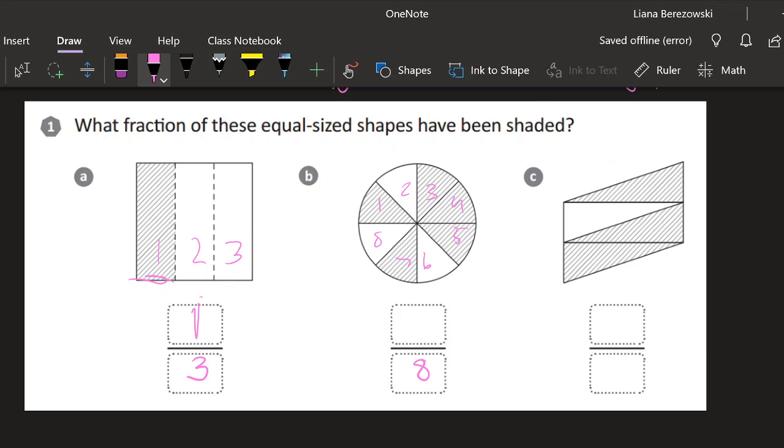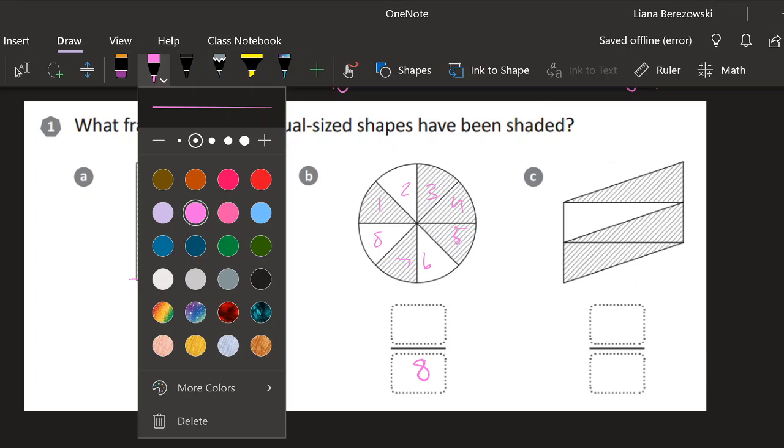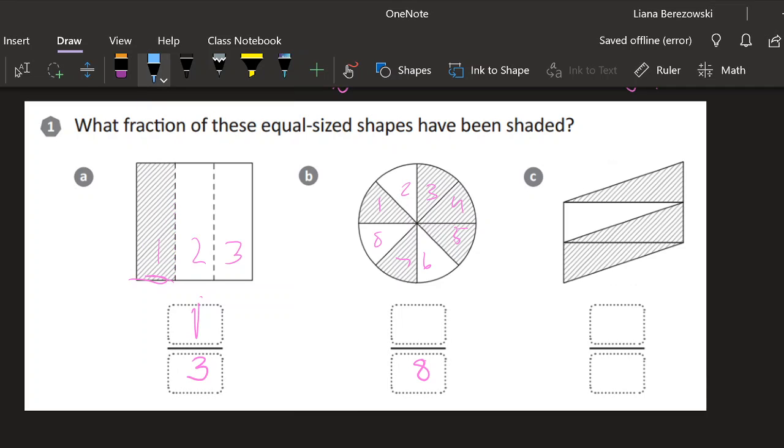Okay, now we want to know how many of them are shaded in, right? Because that's going to represent our numerator. So if we count the number that are shaded in, we have 1, 2, 3, 4, 5 sections that are shaded in. Okay, so 5 is going to become our numerator. So this shape is going to be represented by the fraction 5/8.